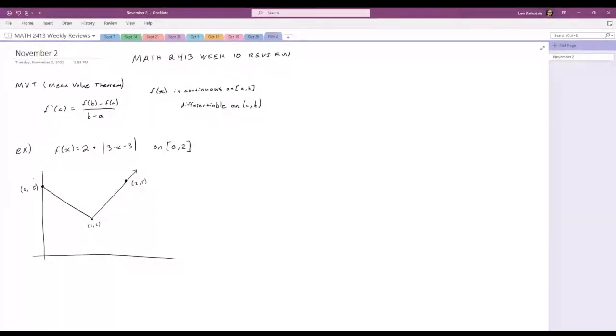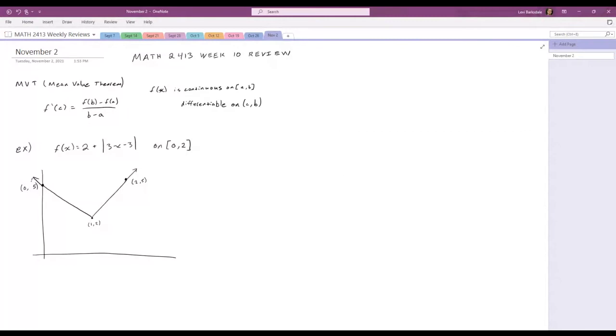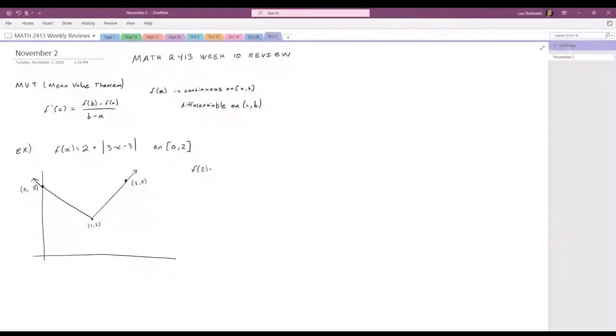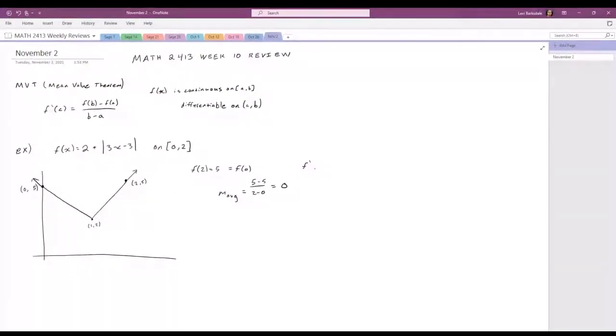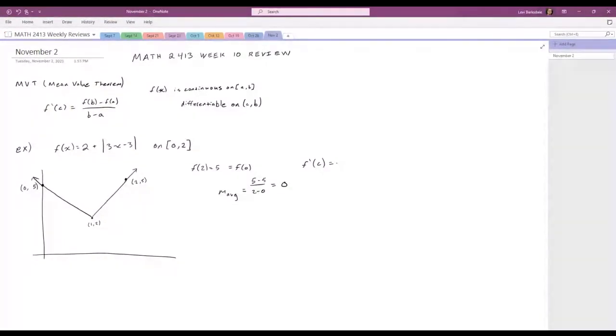Well, you might be tempted to say, I know that f of 2 is equal to 5, and that's also what f of 0 is equal to. So my average slope should equal 5 minus 5 over 2 minus 0, which is 0. And say, well, then there has to be a point such that my derivative is equal to 0. This is actually wrong in this case.